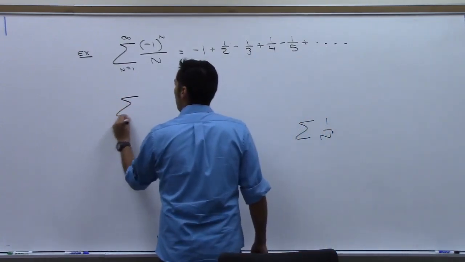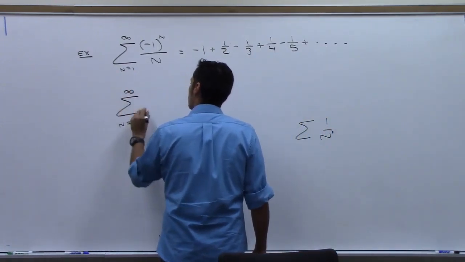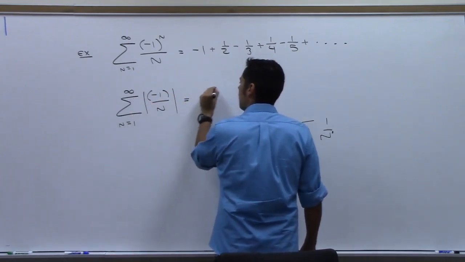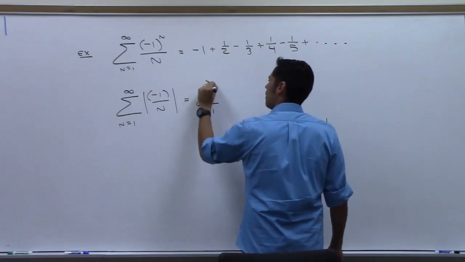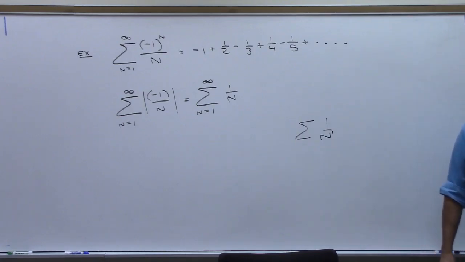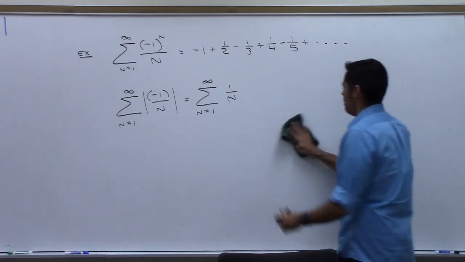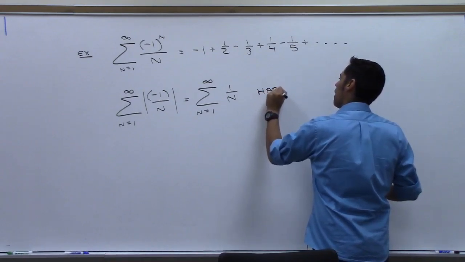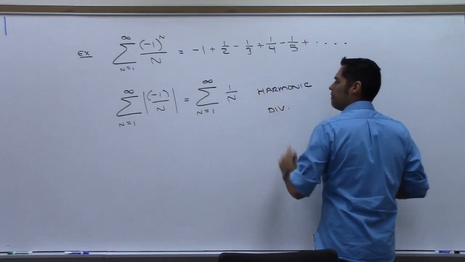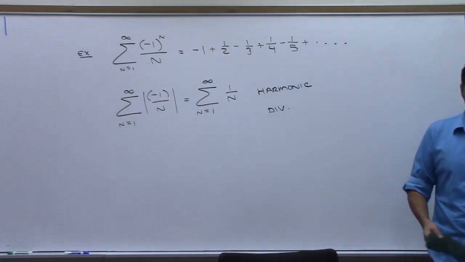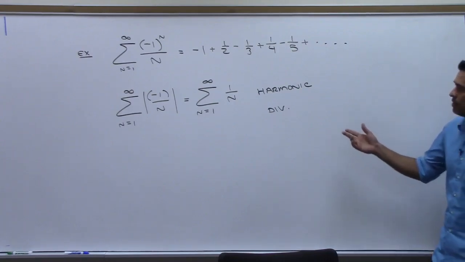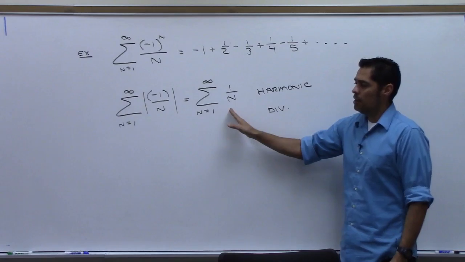Let's take the absolute value of it first. The absolute value of the inside gives you 1 over n, doesn't it? That negative 1 alternating no longer matters. And this is harmonic, and it diverges, right? You agree, because these are p-series. This is harmonic, it diverges.